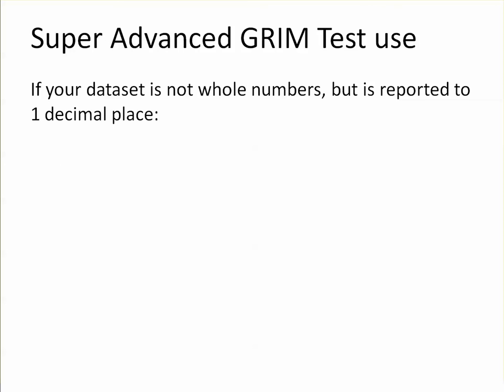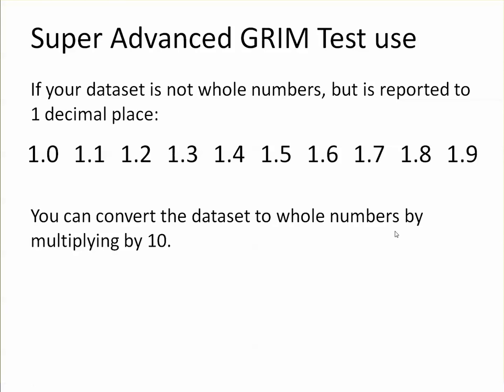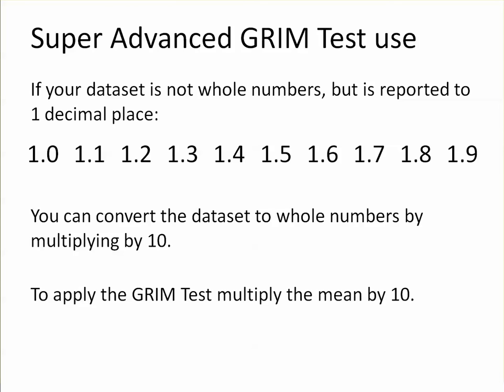There's also a more complicated use where if your data set is not whole numbers, you can still technically use the GRIM test. For example, here I have 10 values reported to 1 decimal place. This is the data set of 10 values. This isn't the mean, this isn't the sum, this is the actual data set. You can convert the data set to whole numbers by just multiplying every value by 10. And then if you go to use the GRIM test, make sure to multiply the mean by 10 when you use the GRIM test.